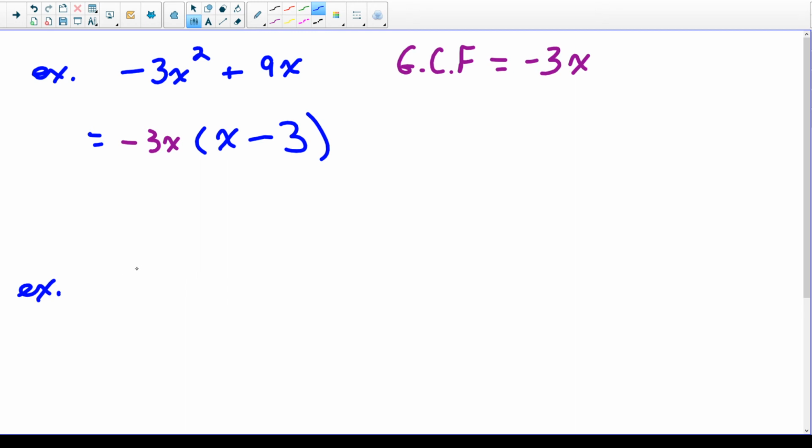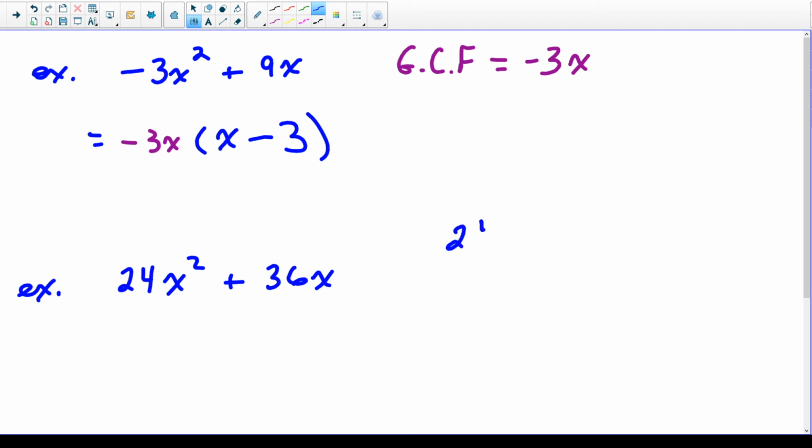So what if I gave you something like this? The bigger your coefficients get, the scarier your common factoring becomes. Simply because you have to be very, very good at your times tables to be able to break down the coefficients into everything that multiplies and find the greatest common factor as fast as possible.